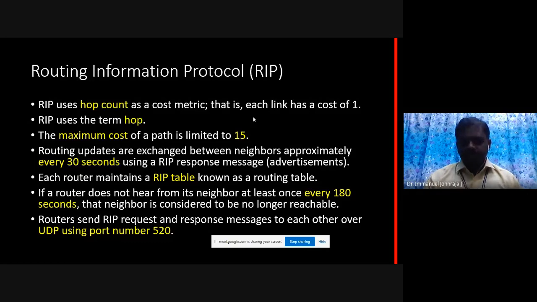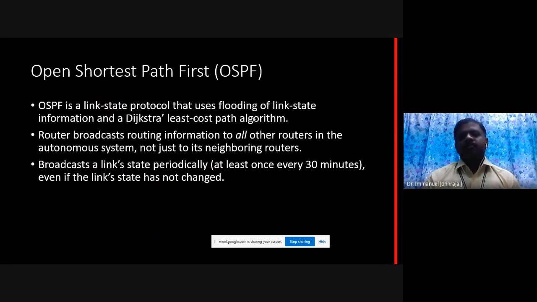And of course, you have poison reverse and split horizon to avoid some issues related to DVRP link status updates. It also uses UDP at port number 520. Hope you remember that.